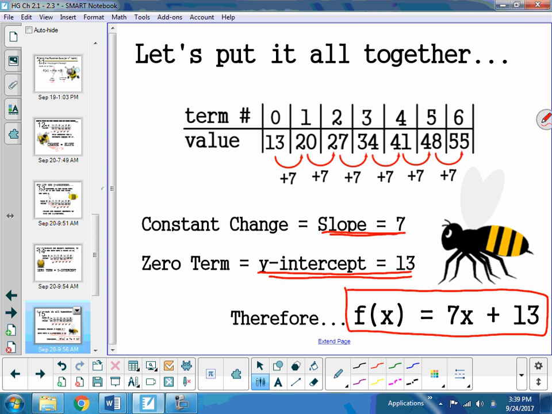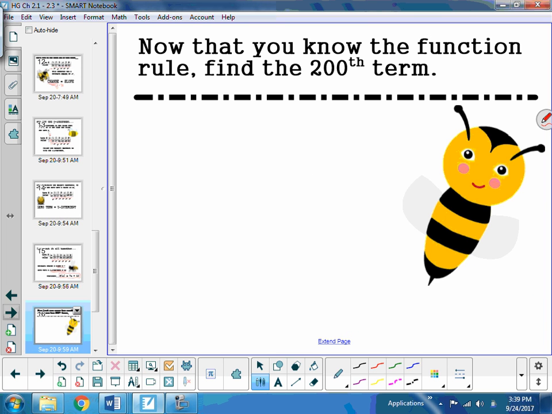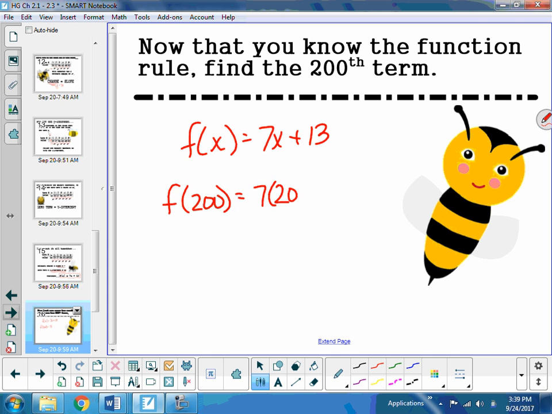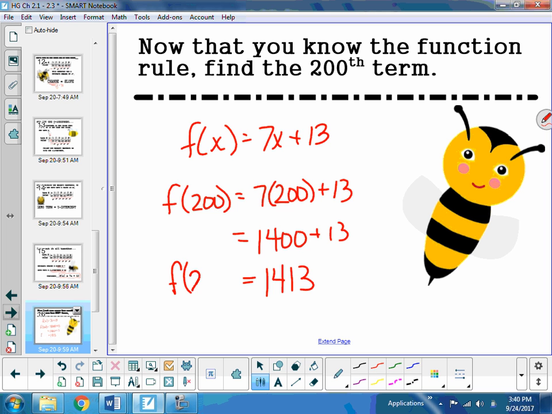So we can use that function rule. We have f of x equals 7x plus 13. I can use that function rule to find f of 200, which means I need to take 7 times 200 plus 13. That gives me 1400 plus 13, or 1413 in the 200th term. So that function rule saves us a ton of work.